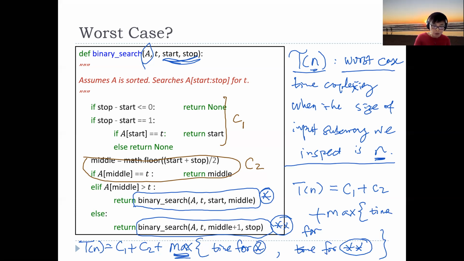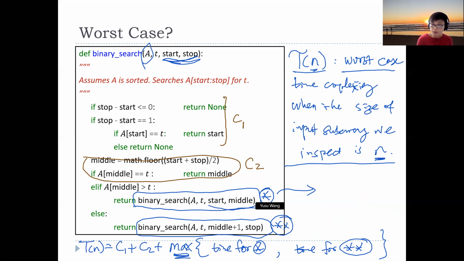Issue number 2, what is the time it takes for the line star or line star star? Well, these are recursive calls. So for this line, for example, I have to call the same algorithm on this array, but then only on the left half, which means that if the original size is n, then for this new recursive call, the problem size now becomes n over 2 because I only look at half of it.